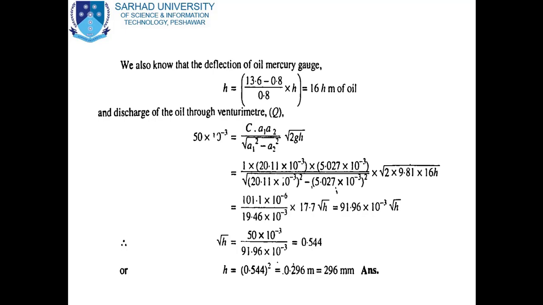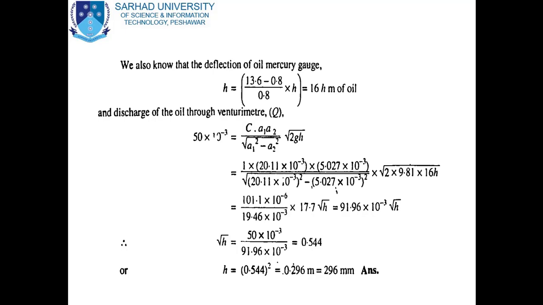So (13.6 − 0.8) divided by 0.8 into H, that is the total deflection of the oil-mercury gauge. H is equal to 16H meters of oil. Now using the equation of discharge of oil through the venturimeter, Q is equal to C A1 A2 divided by under the root A1 square minus A2 square, under the root 2GH.